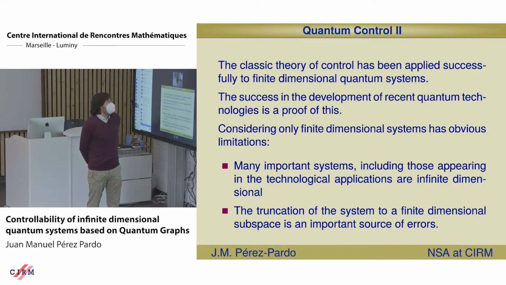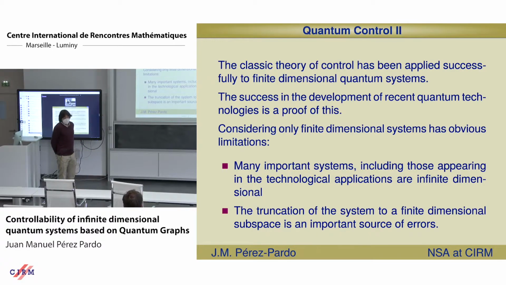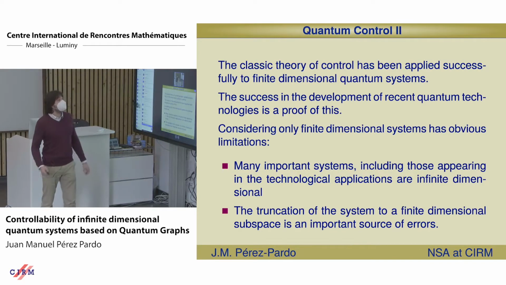But just doing this has some obvious limitations. In particular, all the models that are used to deploy these quantum technologies are infinite dimensional in nature. The only thing is they do not know how to handle the quantum control problem in truly infinite dimensions. So what they do is they truncate the system to the number of dimensions that they need to codify the information and apply the classical theory. But this comes with some problems because this truncation introduces some errors, and they have to fight to control these errors that they introduce because they consider the system to be finite dimensional.